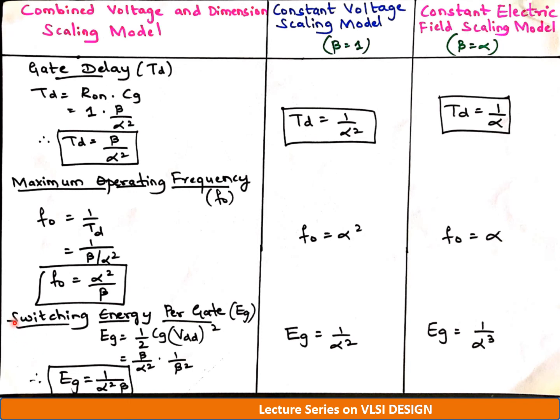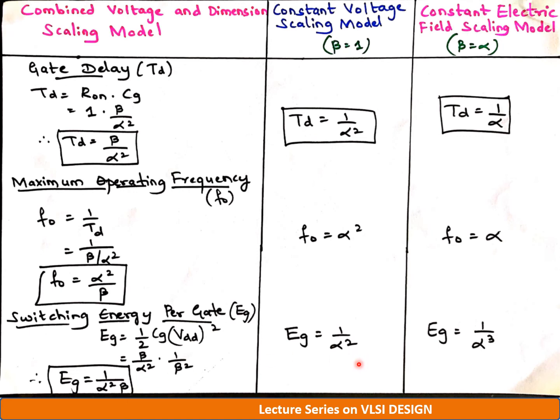Next device parameter is switching energy per gate. Switching energy is given by 1 by 2 CV square. C refers to gate capacitance, V refers to supply voltage. Gate capacitance is scaled by beta by alpha square. Supply voltage is scaled by 1 by beta. We have a VDD square term here, so we'll have 1 by beta square. Therefore, the scaling factor for switching energy is 1 by alpha square into beta in the combined V and D scaling model.